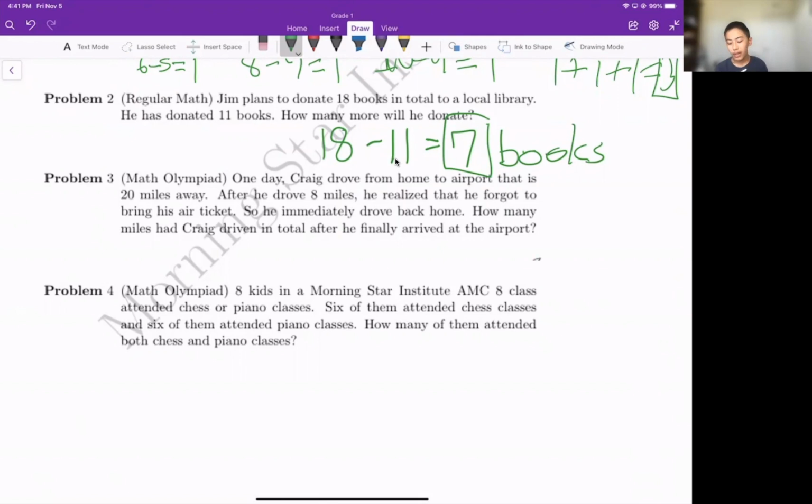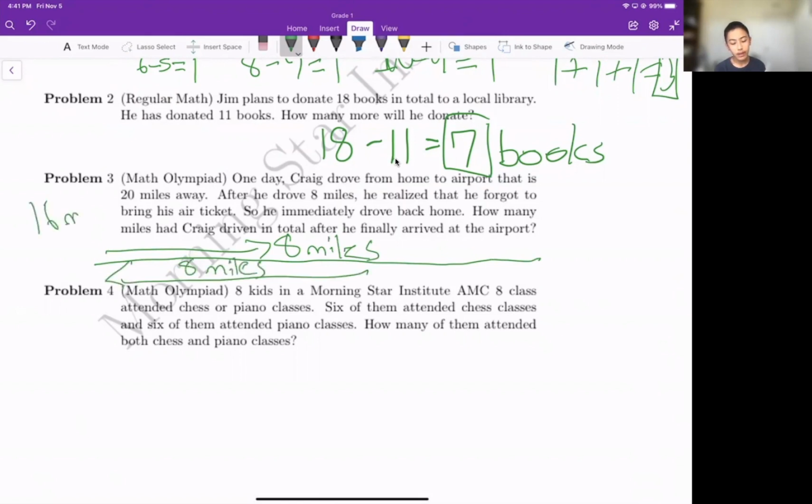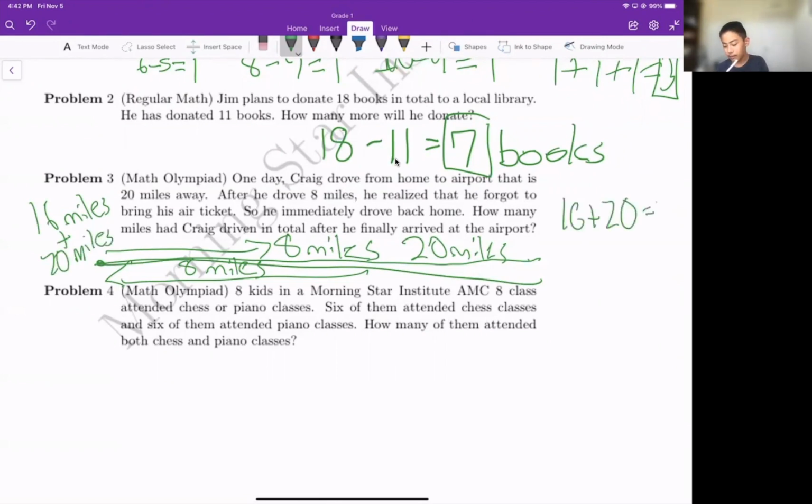So for this problem, let's draw a straight line to represent the distance. After he drove 8 miles, he realized that he forgot his air ticket. So he had to drive all the way back home, which is also 8 miles. And that is 16 miles. And then he traveled from his home all the way back to the airport, which is 20 miles. So the final distance is 16 miles plus 20 miles, which is 36. And 36 is your answer.